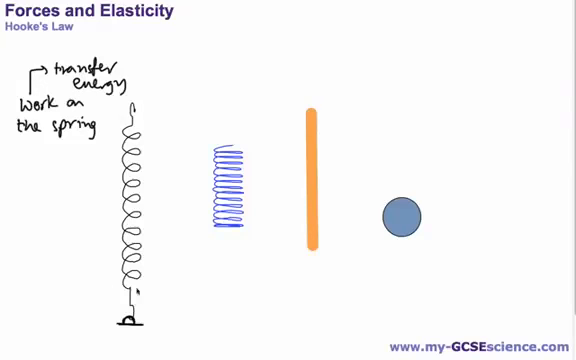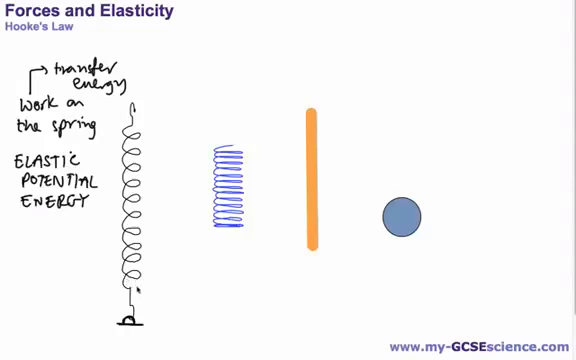So what I've done by pulling this down is I've transferred energy to the spring, and that energy is now stored in the spring as elastic potential energy. Okay, so we have the elastic potential energy stored in the spring, and I've managed to store it by doing work on the spring. All I did was pull it down and hook it onto this little clasp at the bottom there.